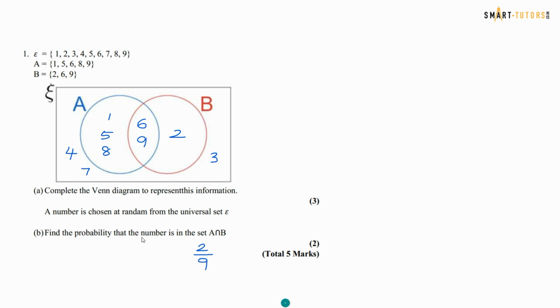Find the probability that the number is in the set A intersection B. So only 2 elements are in the intersection out of 9. So the probability is 2 upon 9. That is our answer.